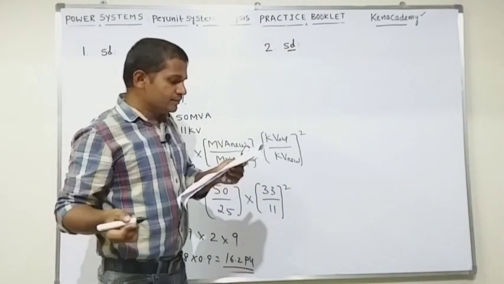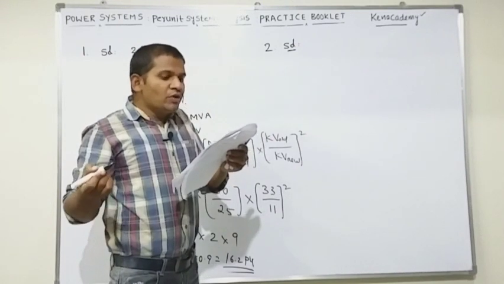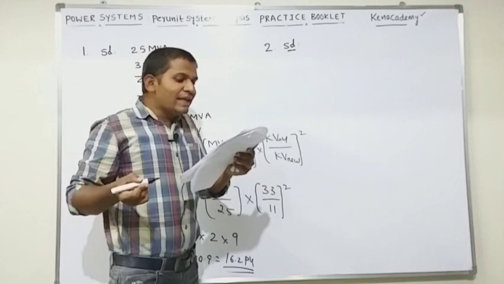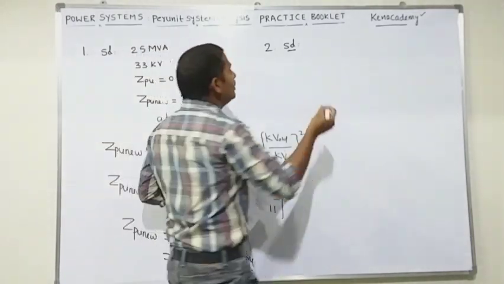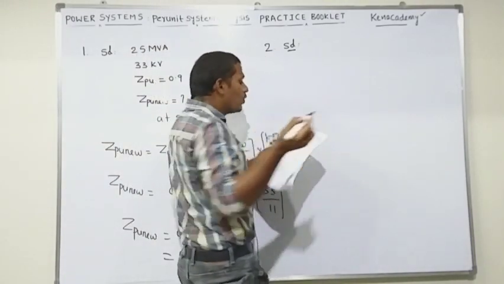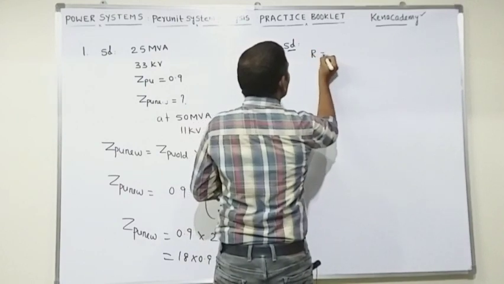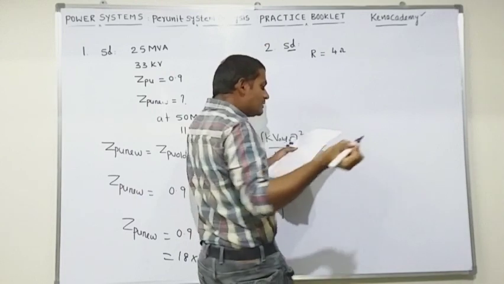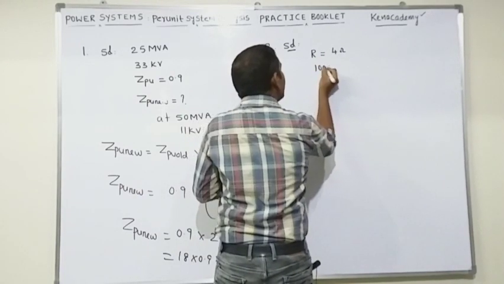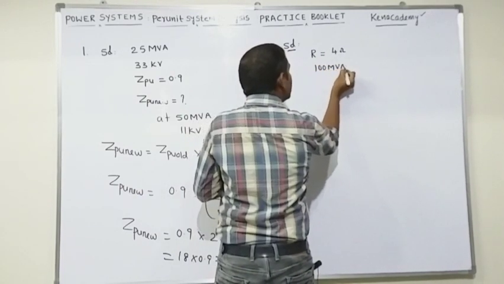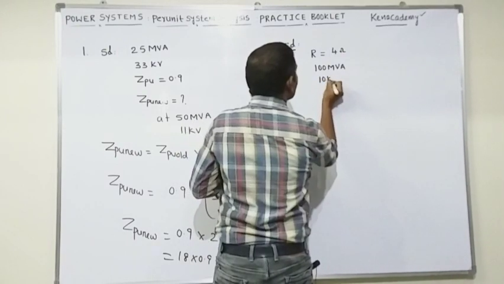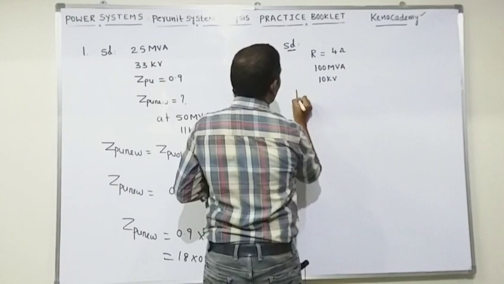Students, concentrate. I am reading the question. The per unit value of a 4 ohm resistor at 100 MVA base, 10 kV base voltage is, the per unit value of a 4 ohm resistor. What is the R equal to? 4 ohm. Then what is the base? 100 MVA base. What is the voltage base? Voltage base is how much it is given? 10 kV.